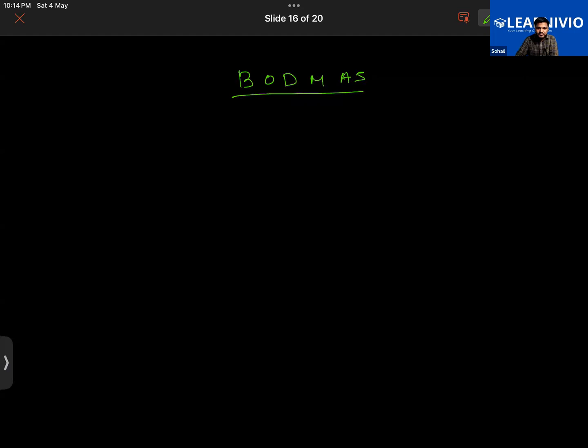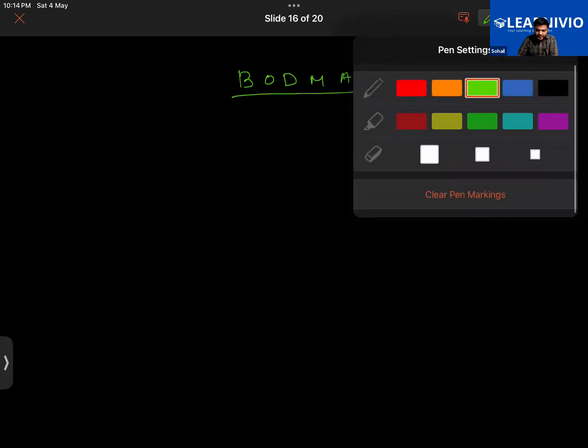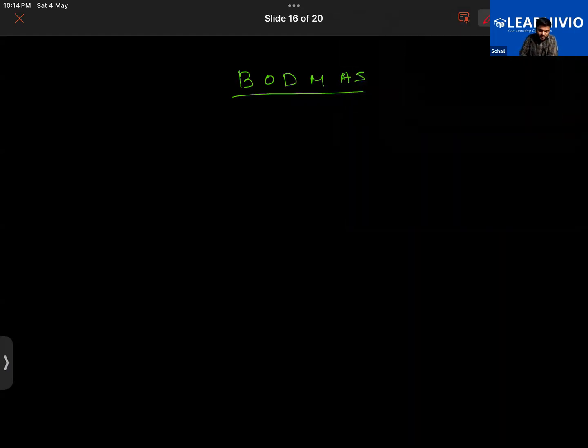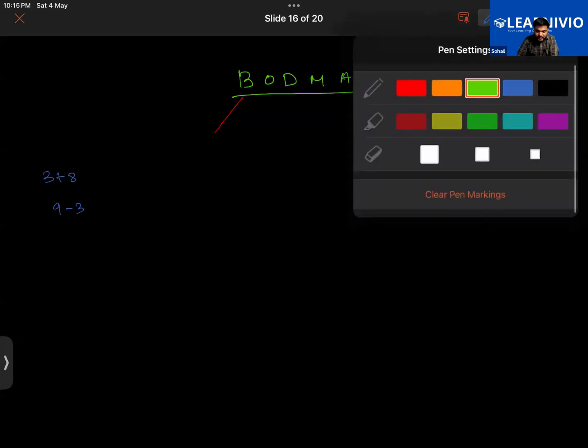Okay, now. First of all, let me elaborate on this concept. When you do mathematical operations like 3 plus 8, 9 minus 3, these are very simple operations, right? Now anyone can do that. Anyone of your age, of your class, will be able to do that.